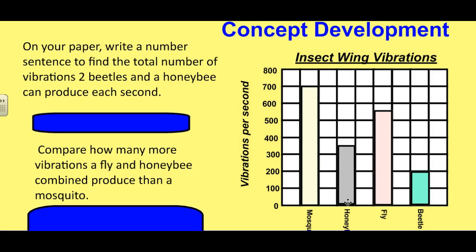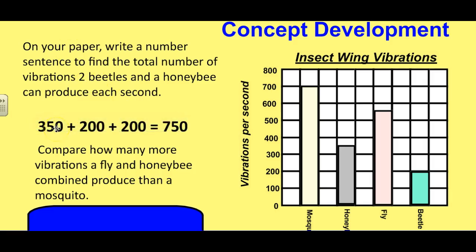On your paper, the one that has the template on it that you've been drawing your graph on, I want you to write a number sentence to find the total number of vibrations two beetles and a honeybee can produce each second. So you're going to be taking what the beetle has, and you're going to be doing that 2 times, and then you're going to have to add that with the honeybee's to see how many vibrations they can make each second. So get that number sentence written on your paper, and whenever you're ready to check that answer, I want you to push play.